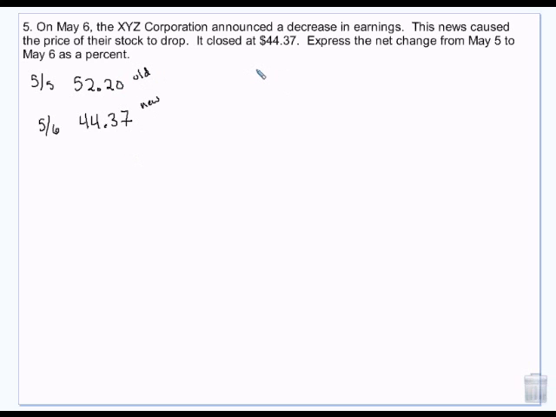So I'm going to do 44.37 minus 52.20, and I'm going to divide that by 52.20. So, 0.15, which is negative 15%. So they had a decrease in their stock of 15%.